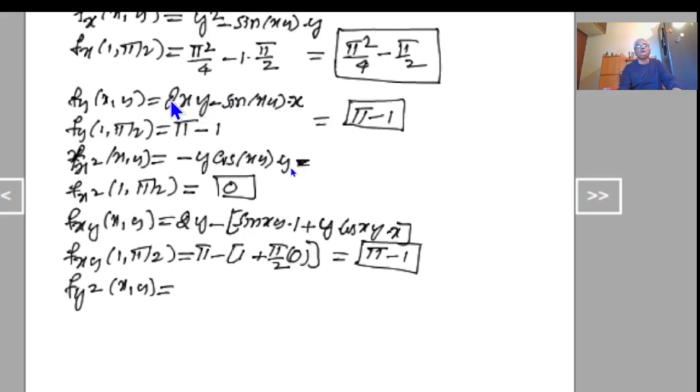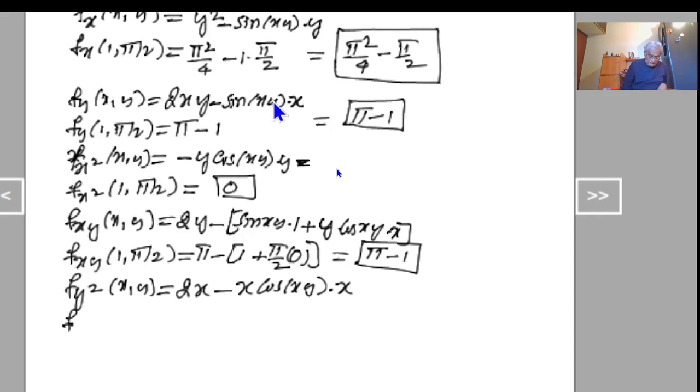With respect to y, 2x is a constant quantity, y derivative is 1. So this is our 2x minus, x is a constant quantity, sine derivative is cos. Cos of xy into differentiation of xy with respect to y is x. Okay, x is a constant quantity.